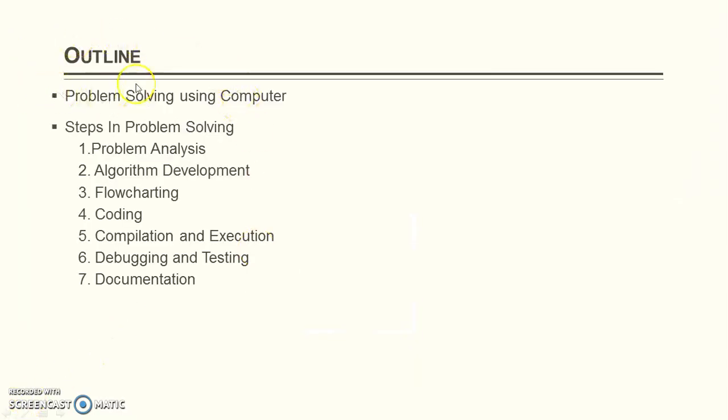So this is the outline of our module. First we will see problem solving using a computer, how we can solve a problem using a computer. Then there are different stages that are helpful to solve a particular problem, like problem analysis, algorithm development, flowchart, coding, compilation and execution, debugging and testing, and documentation. We will see each and every topic displayed over here in detail with examples.